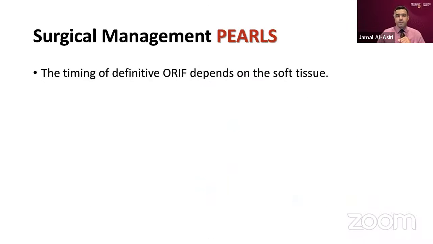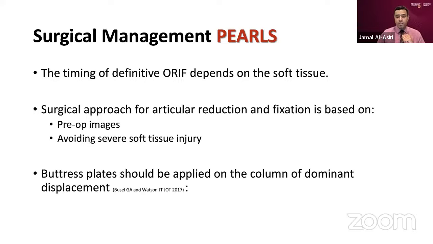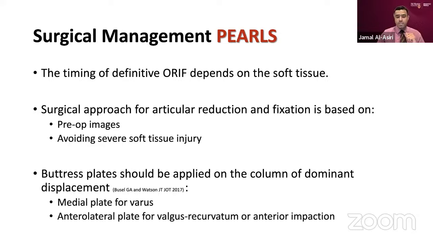We'll talk about some pearls in surgical management. The timing of definitive open reduction and fixation depends on the soft tissue. Surgical approaches for articular reduction and fixation are based on pre-op imaging and avoiding severe soft tissue injury. As a common rule, the buttress plate should be applied on the column of dominant displacement, as suggested by Dr. Watson in 2017, which means a medial plate for varus, and an anterolateral plate for valgus, recurvatum or anterior impaction.